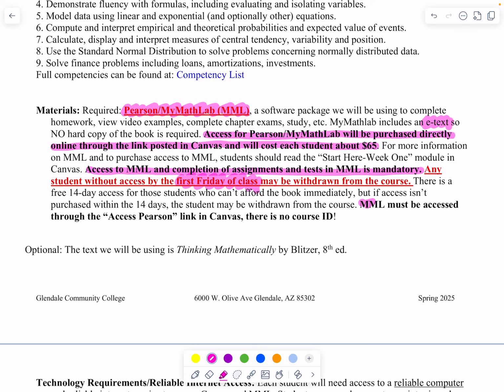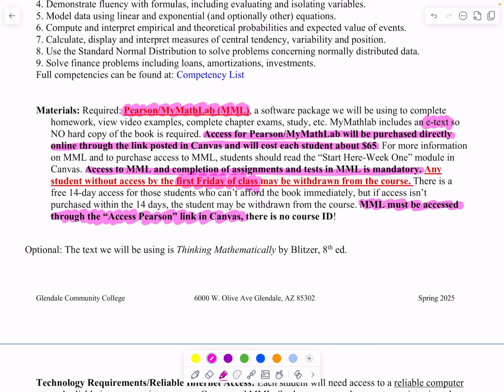My Math Lab, again, can be accessed using the link in Canvas. You'll see it on the left-hand side in Canvas. It is now called Access Pearson. It used to be labeled My Lab and Mastering, so if you ever hear me refer to that, that's what I'm talking about. Pearson and My Math Lab is the same thing.